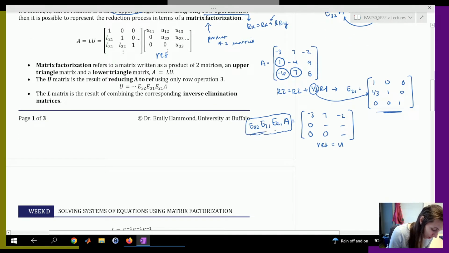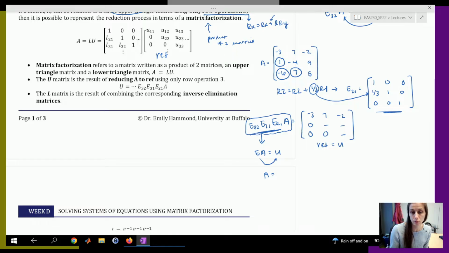So if we multiply all these matrices together, let's call it E. EA is going to give me U. So in order to get A as a product of 2 matrices, I want to get this E to the other side. So I can say A equals something times U. In matrix math, we can't just divide by E. Remember, we have to do the multiplication of the inverse. And it turns out the L matrix is going to be just the inverse of this E.